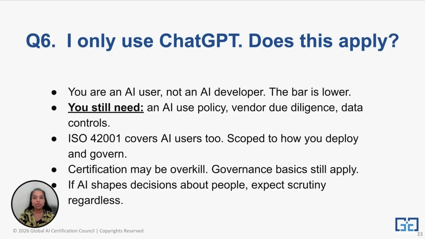Question number 6, I only use ChatGPT. Does this apply? If you're an AI user, not an AI developer, the bar is actually very low. You still need an AI use policy when you're using ChatGPT, or a vendor due diligence policy or security assessment or data controls. You need a clear policy for those. ISO 42001 covers AI users too, so you can do it, but doing certification just for using ChatGPT, that's too much of an expense. So as long as you have a policy, that's more than enough.